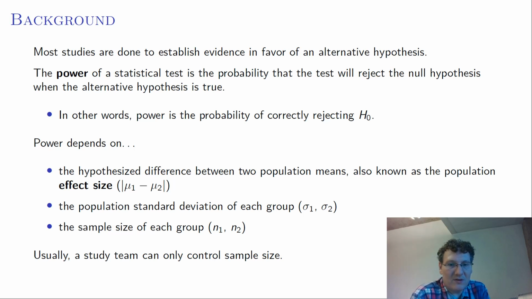So the power of the test depends on the effect size, which is really how different the two population means are. It also depends on the standard deviation of the two populations, and it depends on the sample size. So usually you can change the sample size to make the test more powerful. And generally, the larger the sample size is, the more powerful your test is going to be.